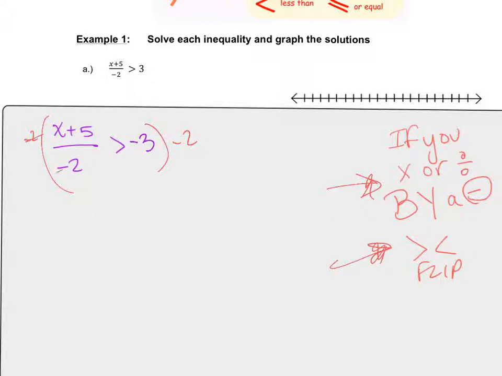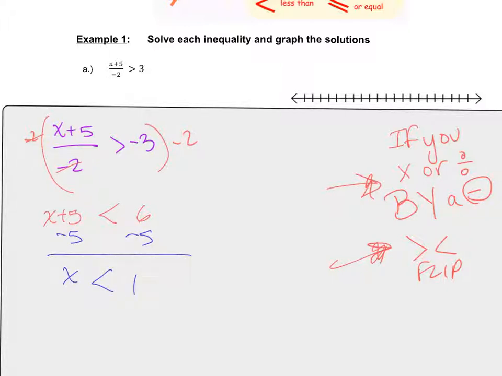So when you multiply by negative 2, you're left with x plus 5. Your direction now changes to less than. And then negative 3 times negative 2 is positive 6. Solve as normal. x is less than 1.